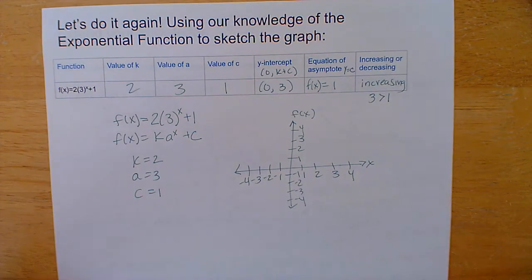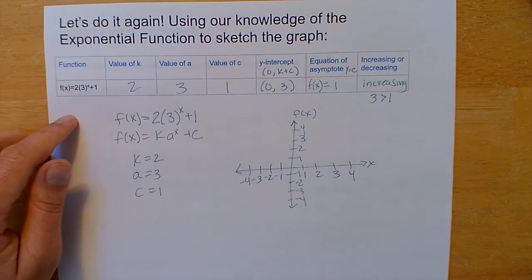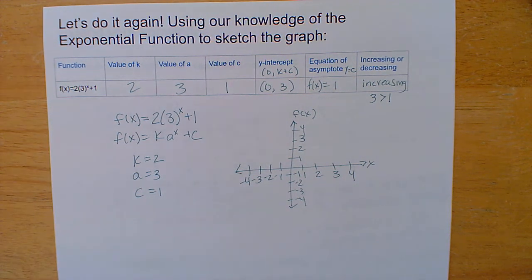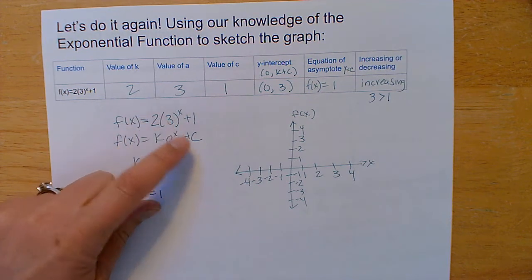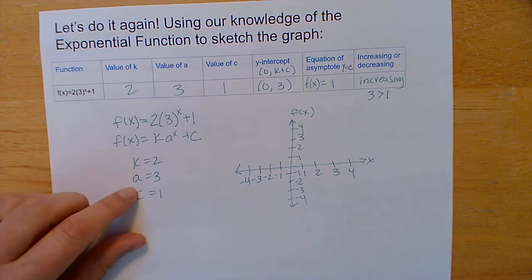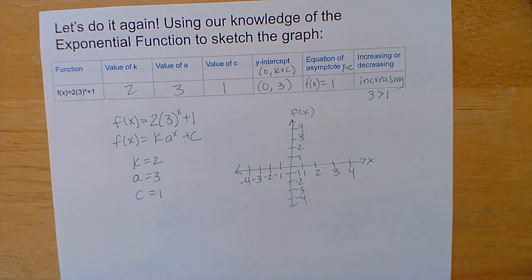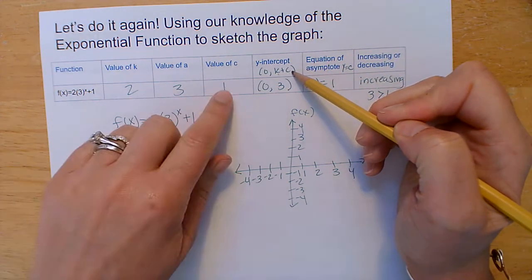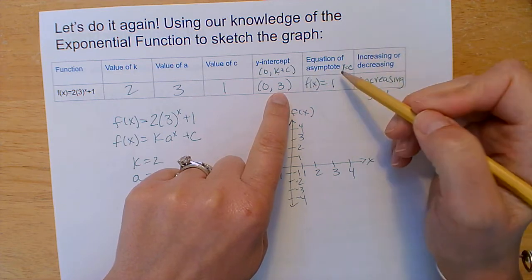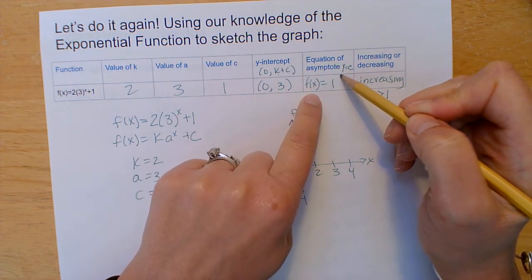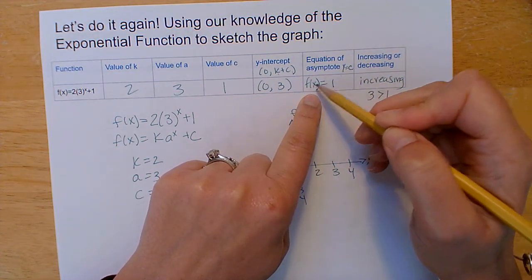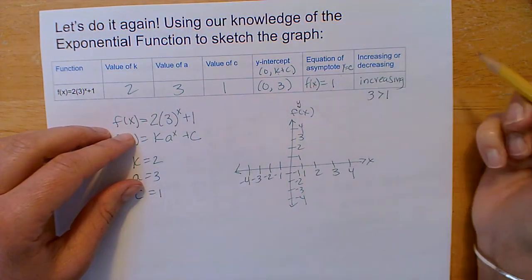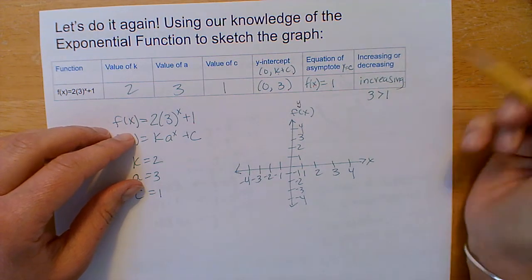Okay, so let's try sketching this graph. It is actually the second one that we did. You have the information and how to get it. We got the K, A, and the C here. So K is 2, A is 3, and C is 1. If we add the K and the C, 2 plus 1, we get the y-intercept of 3. The equation of the asymptote, f of x equals 1. I also put y equals c here, just remembering that y is f of x. This is the y. And it is increasing because 3 is greater than 1.